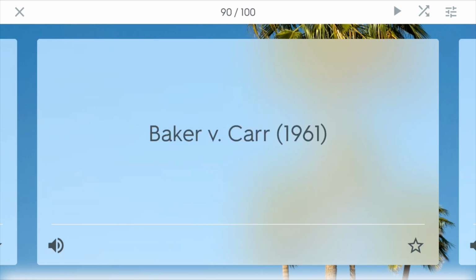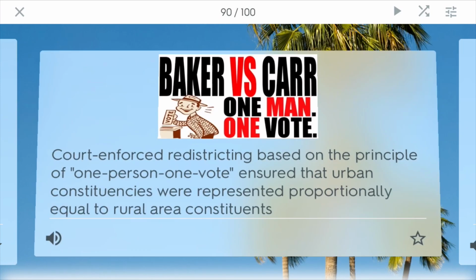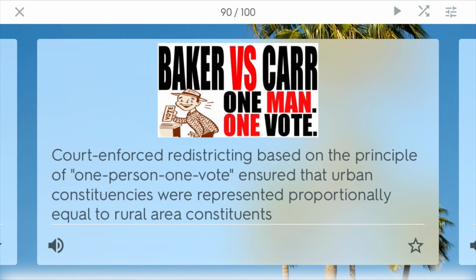Baker versus Carr in 1961, this was a court-enforced redistricting based on the principle of one person, one vote, and it occurred in Tennessee where redistricting was drawn unfairly, making urban votes unequal to the rural votes. And this decision allowed the Supreme Court of the United States to regulate congressional apportionment, which usually happens after a census is held.